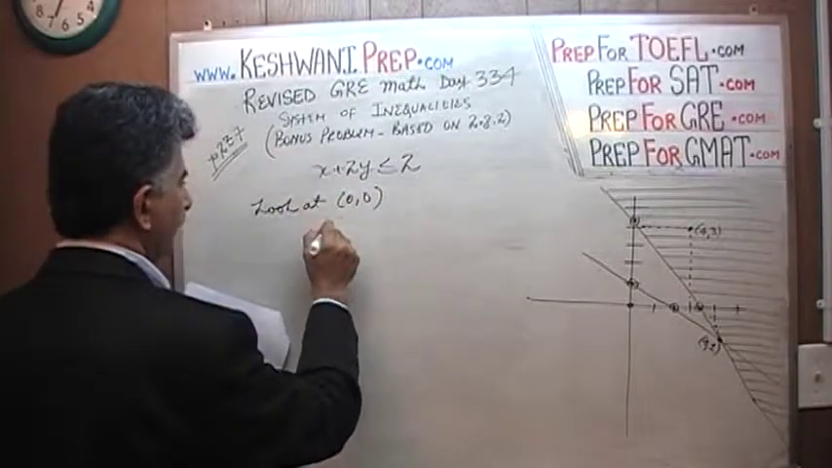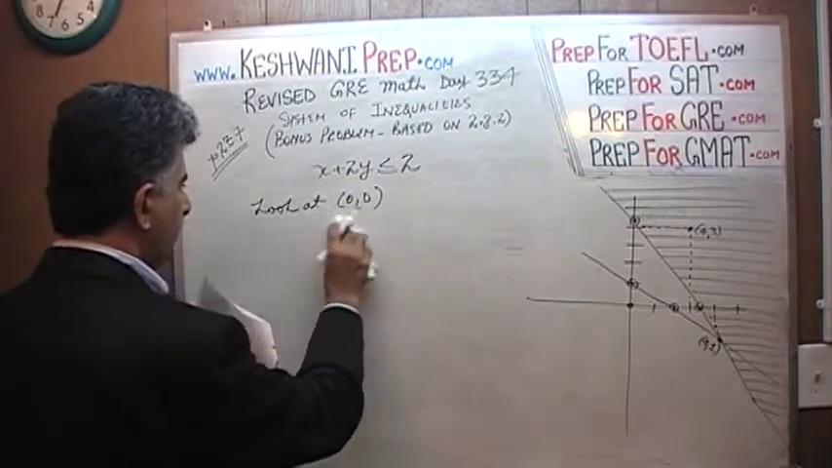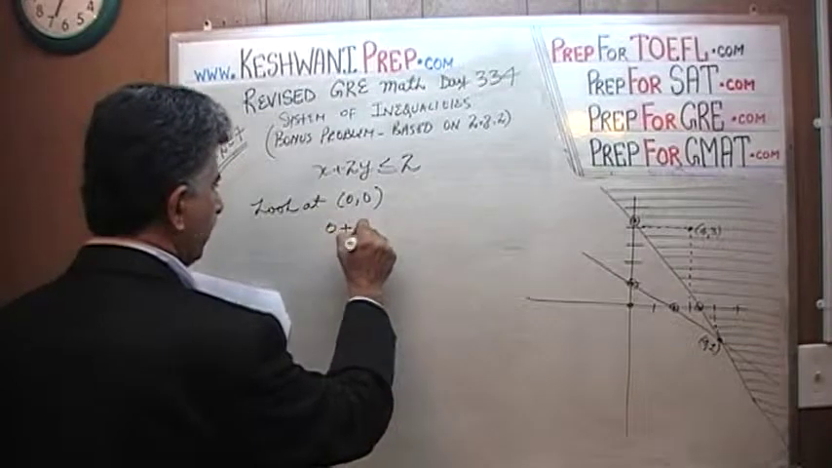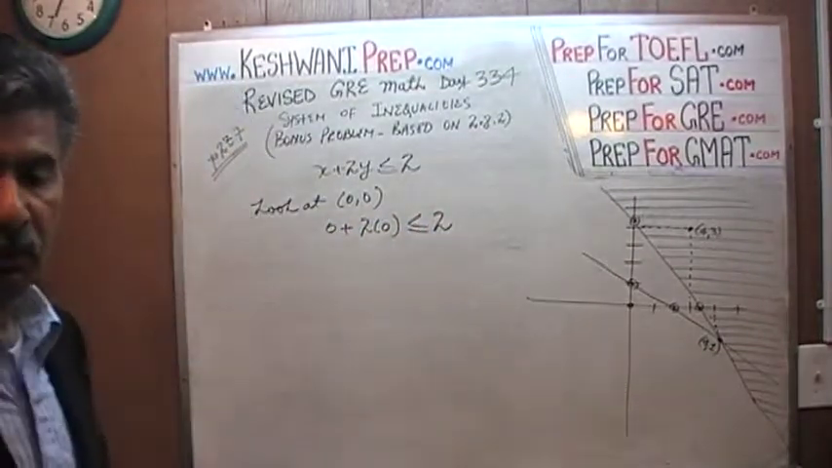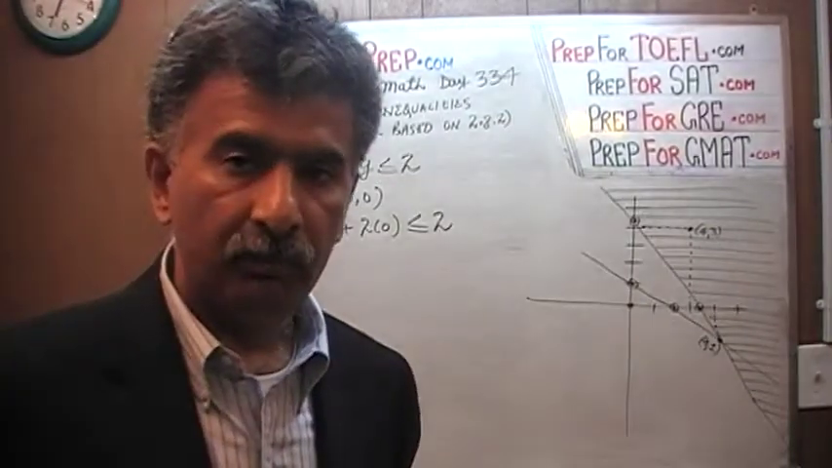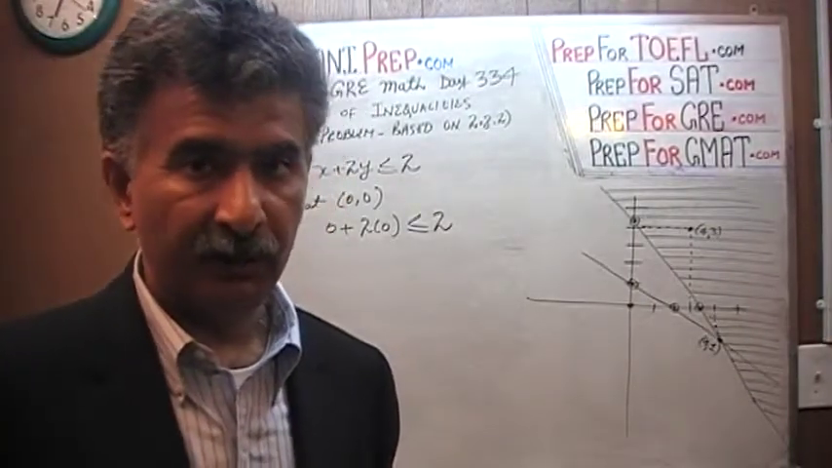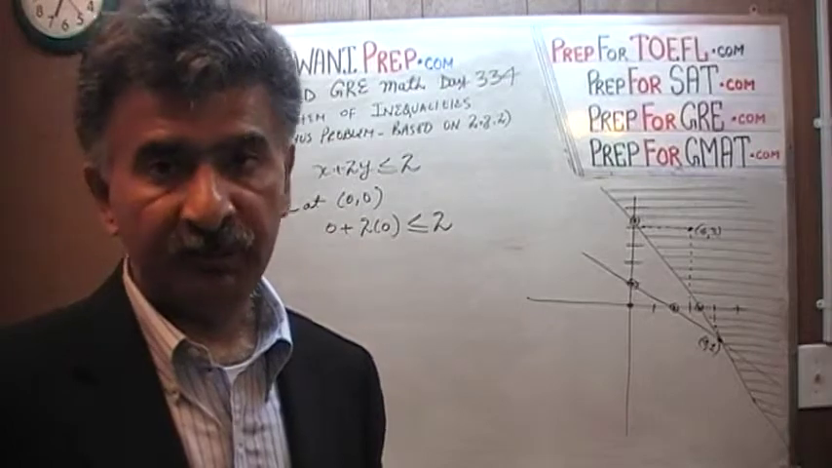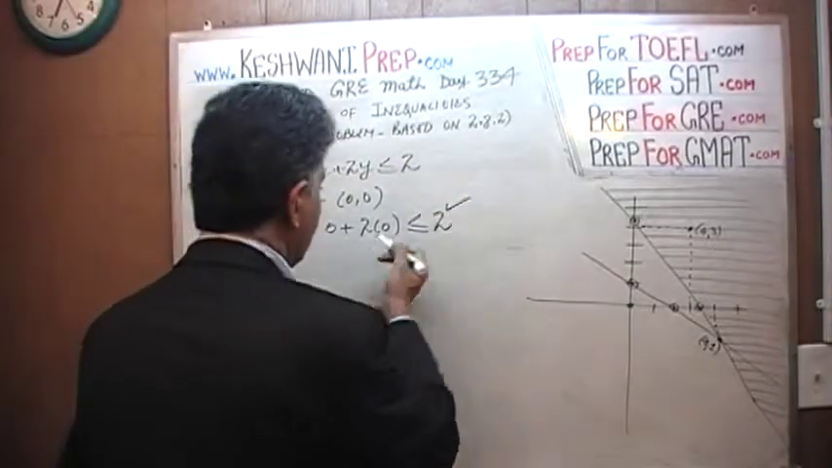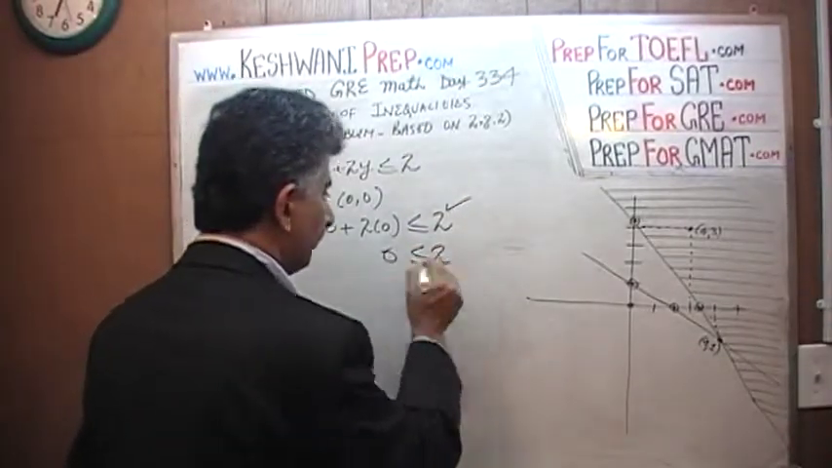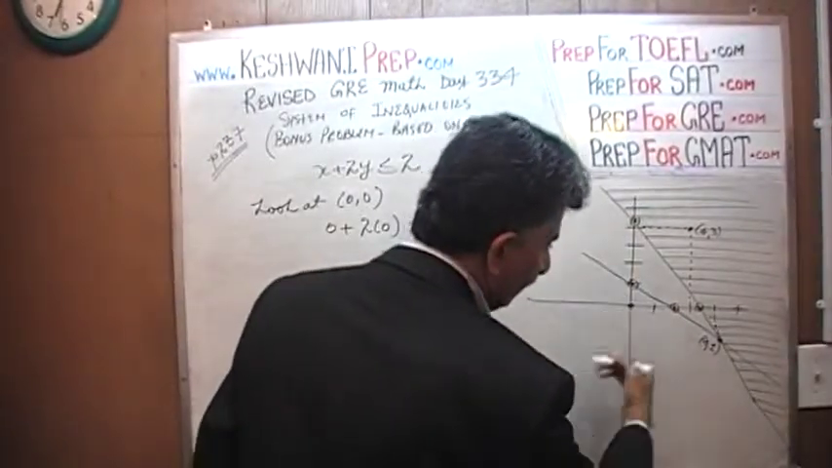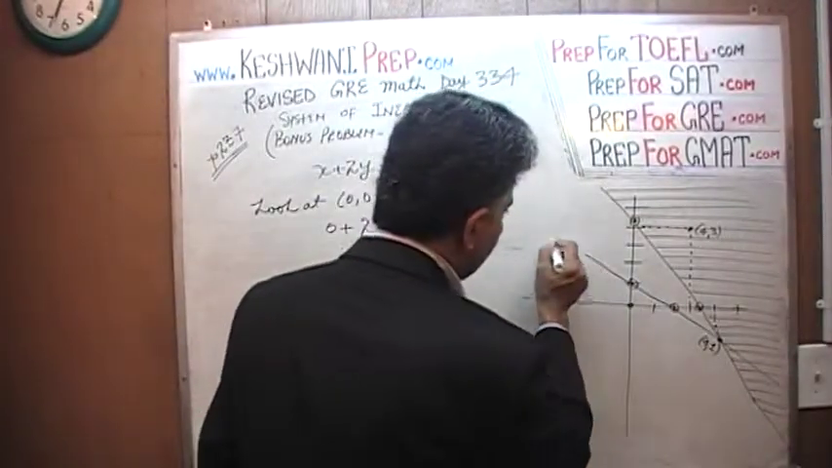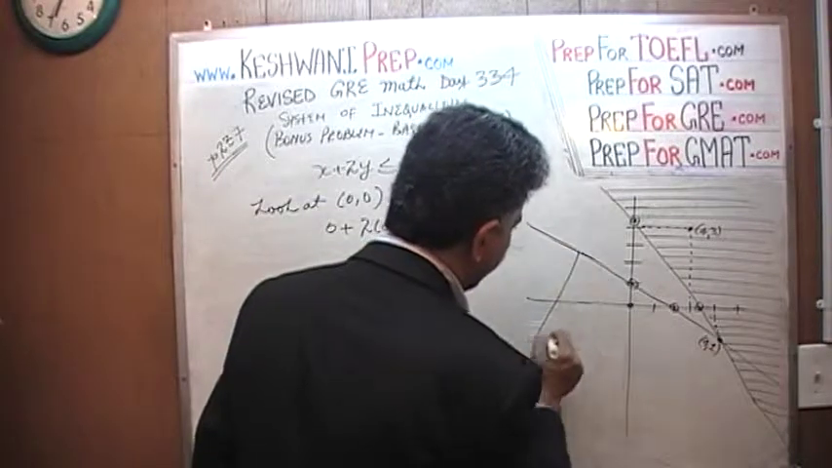0, 0. When x is equal to 0 and y is equal to 0, does this inequality hold? Is 0 plus 2 times 0 less than or equal to 2? The answer, of course, is yes. It works. 0 is indeed less than or equal to 2, which means this point lies in the solution region. The solution to this line lies below it.